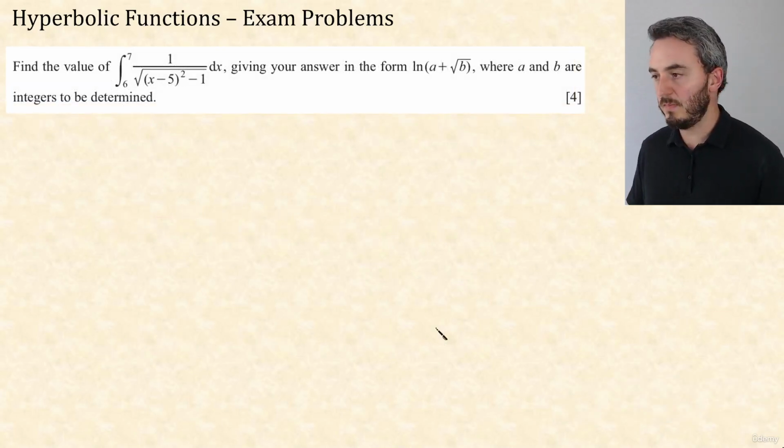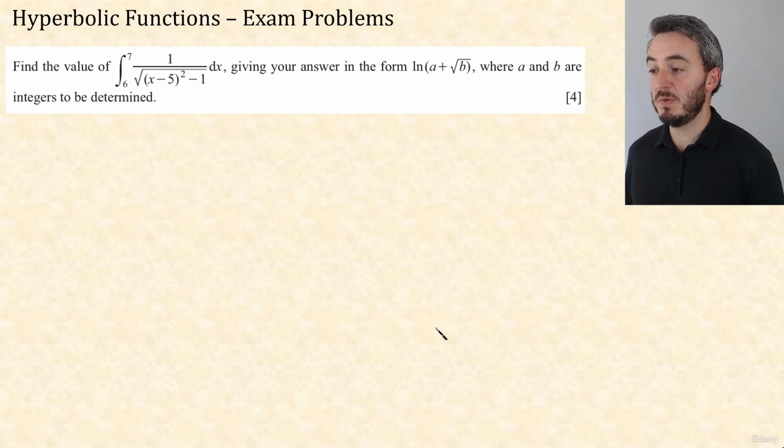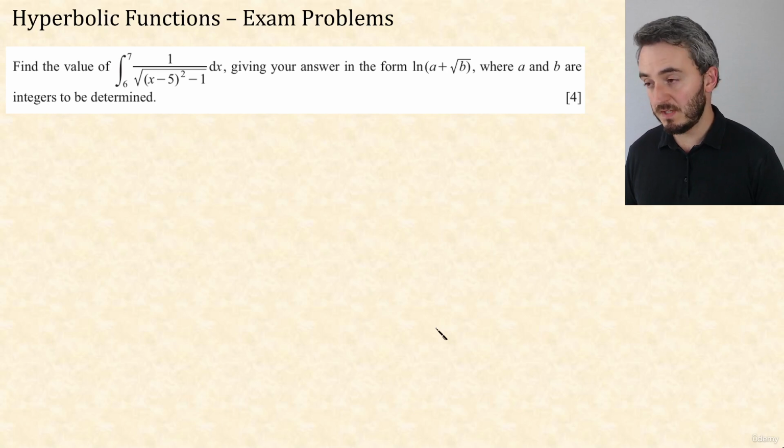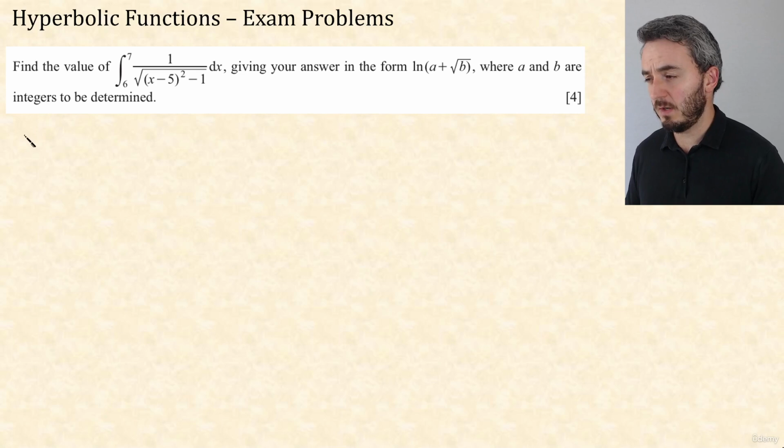Okay, next problem here. Find the value of the integral of 1 over root of x minus 5 squared minus 1, between 7 and 6, giving your answer in terms of a log. Well, there's no explicit statement of hyperbolic functions here, but you should recognize this form as being that of a hyperbolic integral. And just to make things a little bit easier, you might want to start with the substitution. Say let u equal x minus 5.